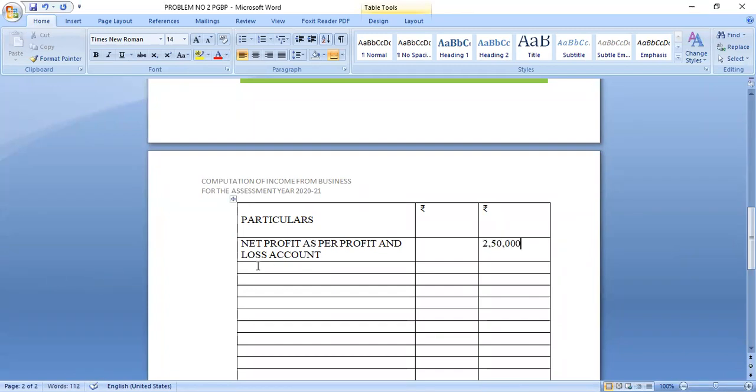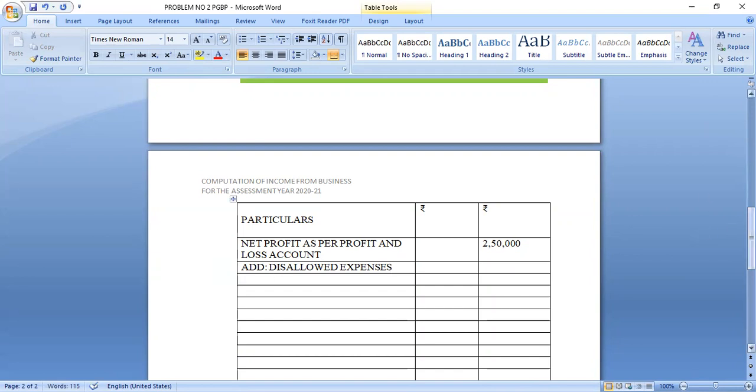Okay. Now add. What are the add items given? Add those items which are called disallowed expenses. Those expenses are disallowed or not concerned with the business. Those expenses are called disallowed expenses. So add disallowed expenses, not the allowed ones, but expenses not related to the business. What are those expenses? Now we'll do one by one.